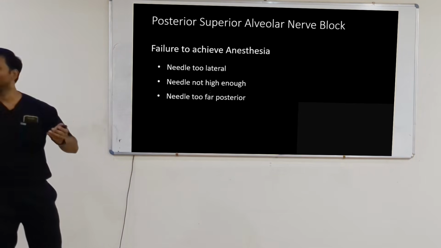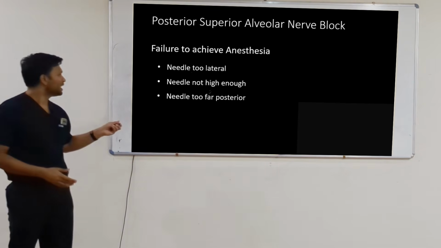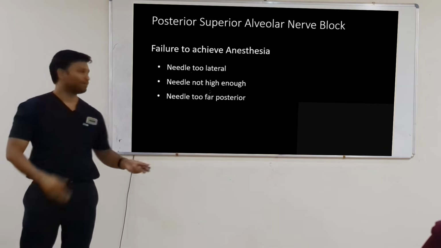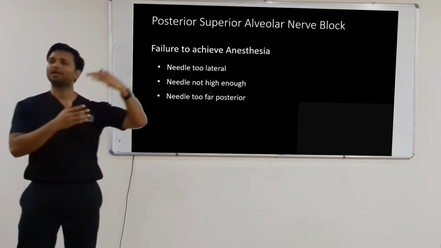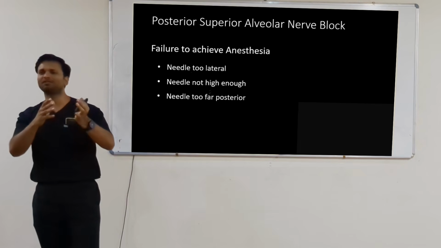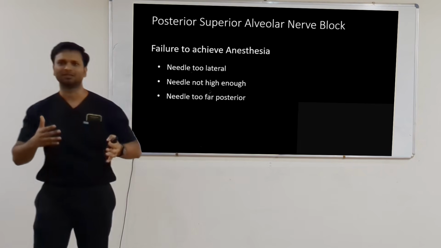Needle is too lateral, that can lead to mandibular anesthesia. Needle is too high, or needle is too far posterior. Because of the too far posterior position, we might cause hematoma. Okay, so in तीनों के cases में the thing that we need to correct is the direction of the needle. That's it. Okay.